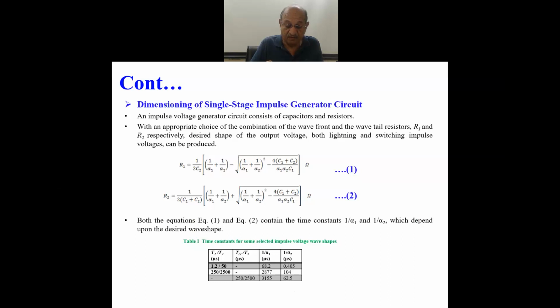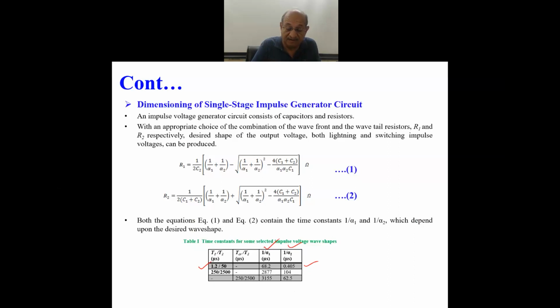Alpha 1 and alpha 2 have been worked out, as you can see it here. The 1 upon alpha 1, 1 upon alpha 2 for a wave shape of 1.2 by 50 microseconds. That is your lightning wave shape. The 1 upon alpha 1 and 1 upon alpha 2 are given like this in the table.